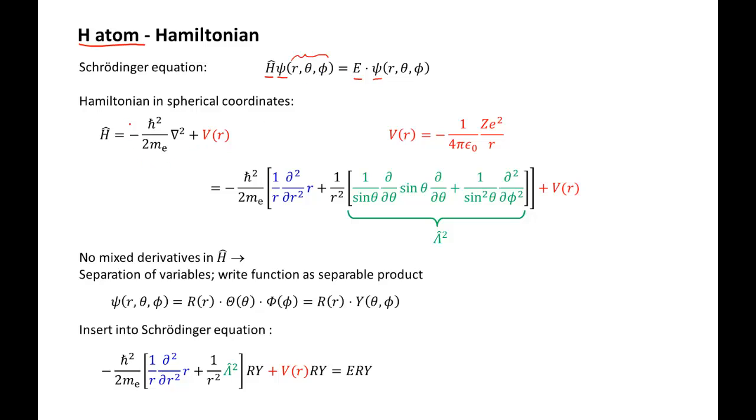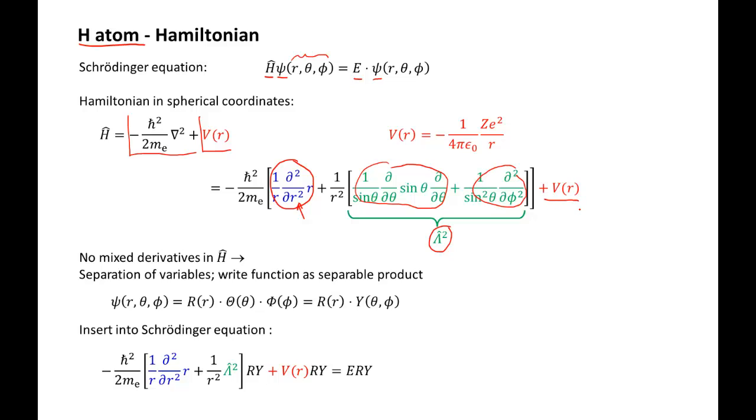In spherical coordinates, the Hamiltonian, which consists of a kinetic energy term and a potential energy term, is written in a long expression. The kinetic energy term contains several derivatives. It contains a term that has derivatives with respect to r. It contains a term that has theta derivatives. And last, it has a term that only has a phi derivative. The last 2 terms together, we've seen them before for the rigid rotor. Let's abbreviate them with uppercase lambda hat squared.